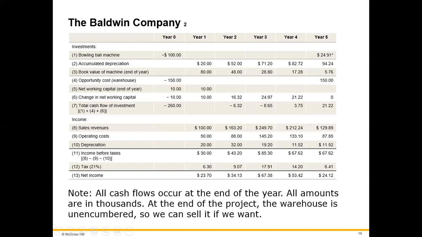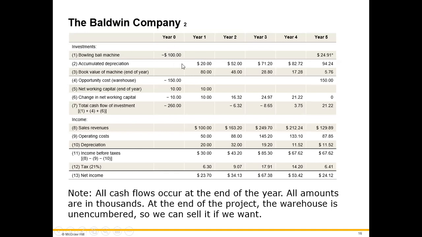So this is on page 233 of your book, but I wanted to take a walk through this step by step. Notice we have year 0, 1, 2, 3, 4, and 5. Time 0, that is today. What kind of expenditures will the company have to make? Well, here's your first one.